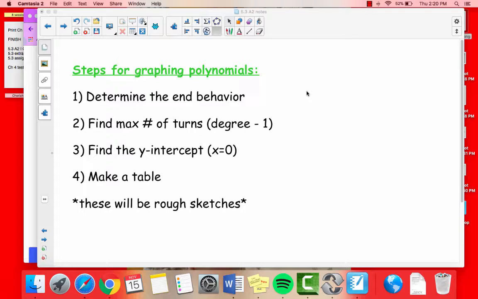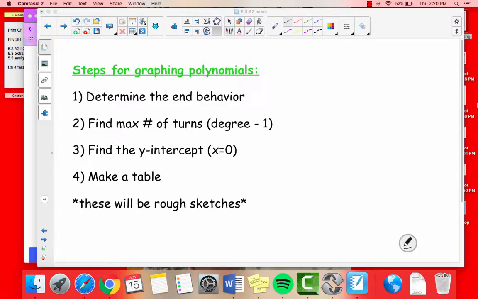The 4 steps I have for you are listed here, and I would definitely write these down, put them in your notes so you can refer back to them. They are to first determine the end behavior of a graph, and remember that's determined by the degree and the leading coefficient. Step 2 says to find the max number of turns. In order to do that, you take the degree and subtract 1.